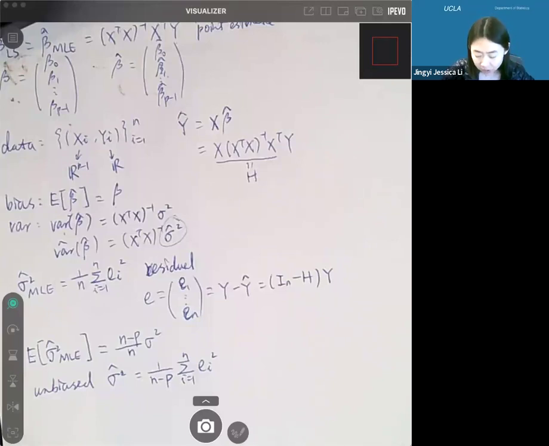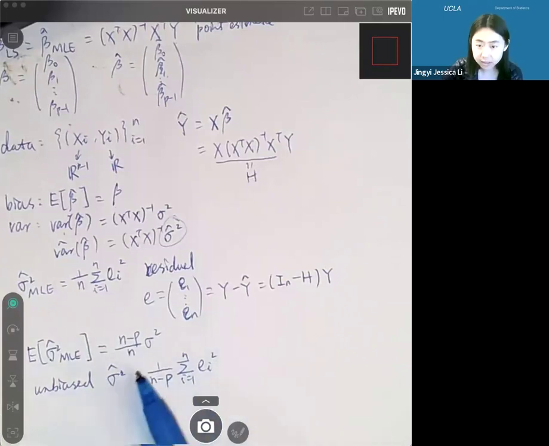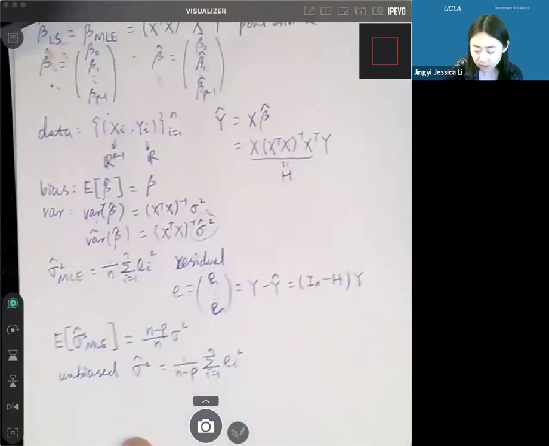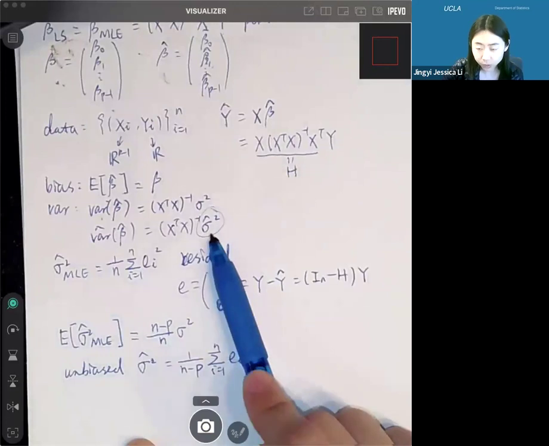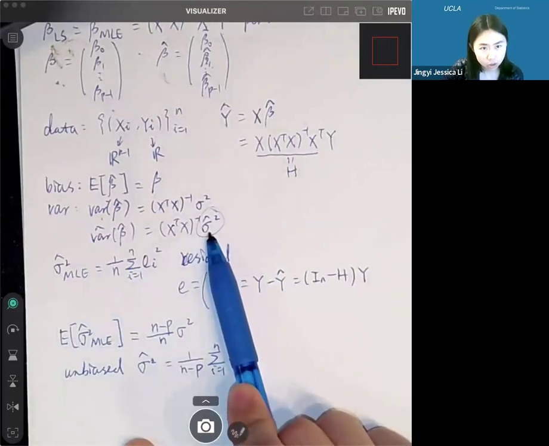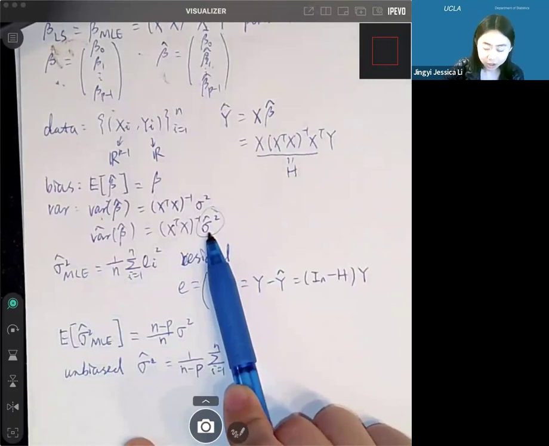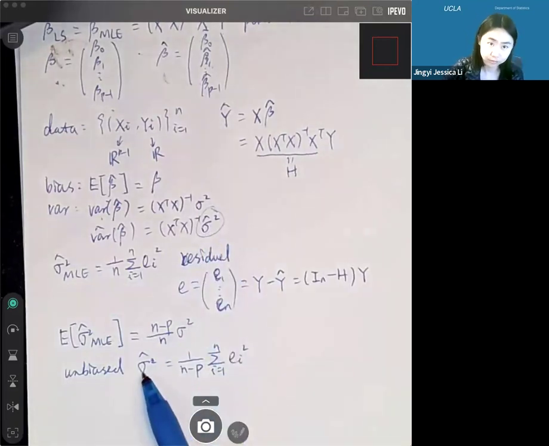All right, so when we estimate the variance of beta hat, the sigma square we use in most statistical software, such as R and Stata, is the unbiased version plugged in.